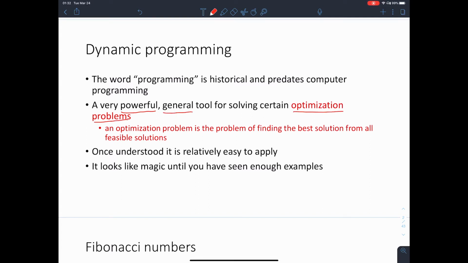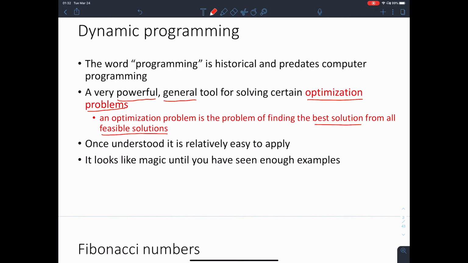So, what is an optimization problem? An optimization problem is a problem where you try to find the best solution from all the feasible solutions. For example, let's say you are in city A and you want to visit city B. There can be a lot of ways you can visit city B from city A. One example of an optimization problem is finding the path from city A to city B, where you try to find the shortest path.